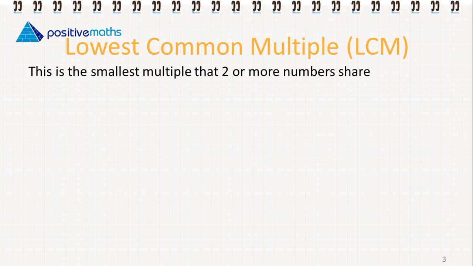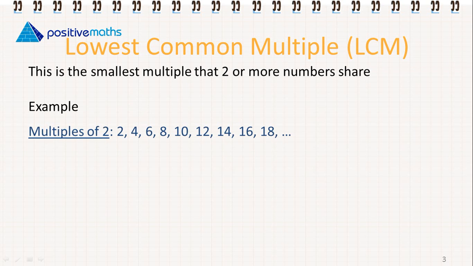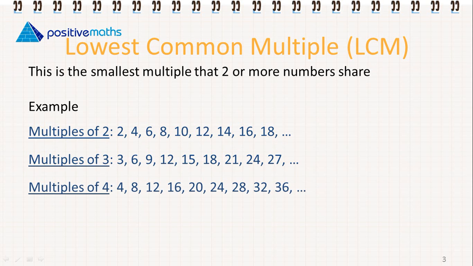So now let's look at the lowest common multiple. This is the smallest multiple that 2 or more numbers share or have in common. So let's take an example. We're going to find the lowest common multiple of 2, 3, and 4.